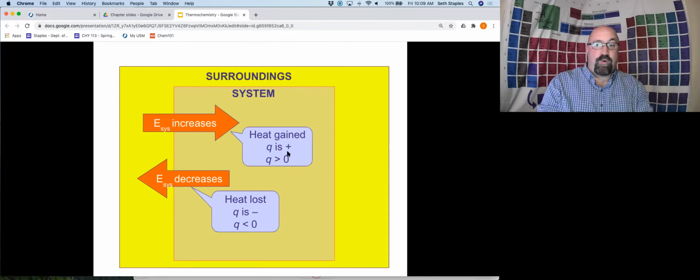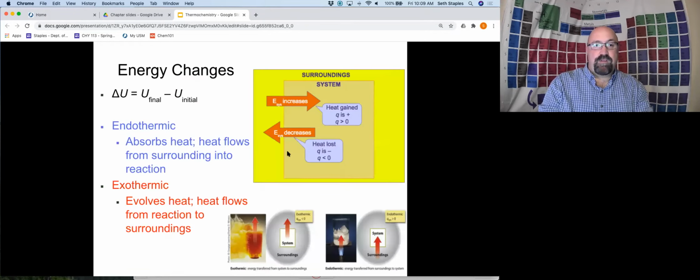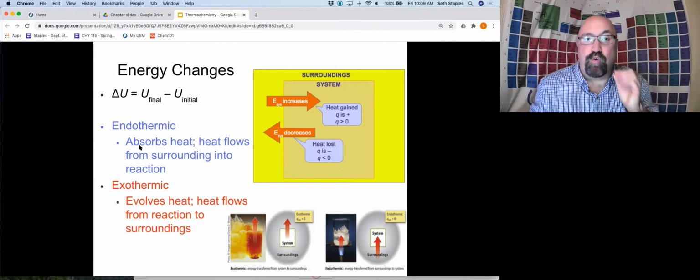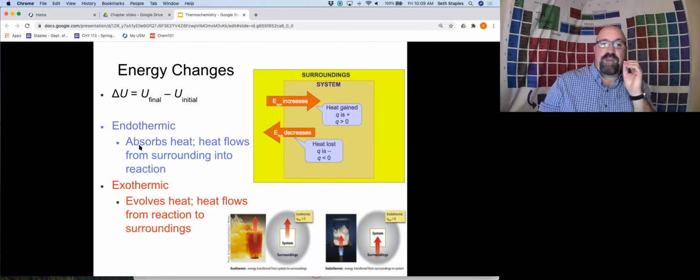We have, of course, definitions or vocabulary for each of these scenarios. In an endothermic change, heat is flowing from the surroundings into the reaction. And so endothermic means that we are gaining energy, the system is gaining energy. The system is absorbing heat, and so heat is flowing from the surroundings into the reaction.